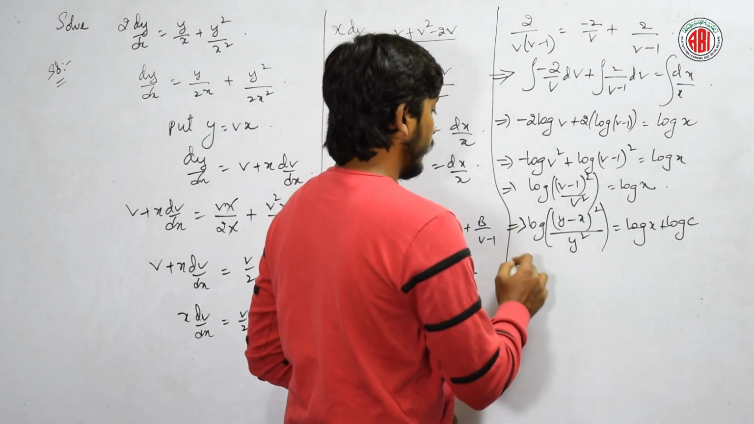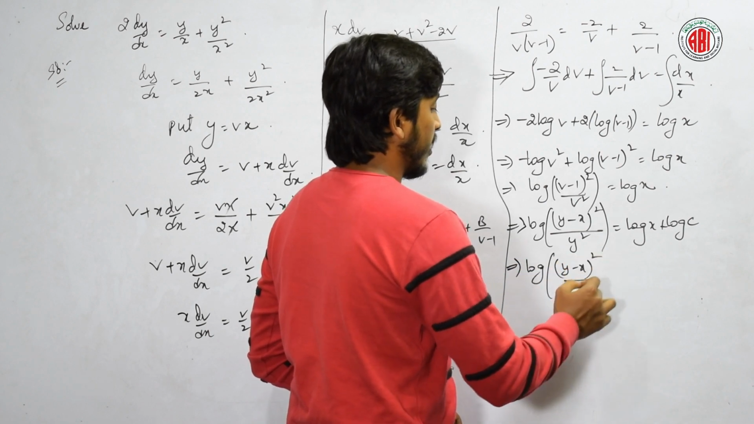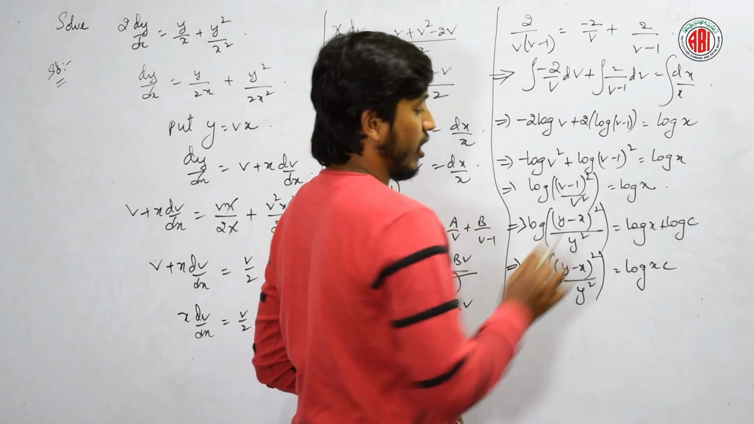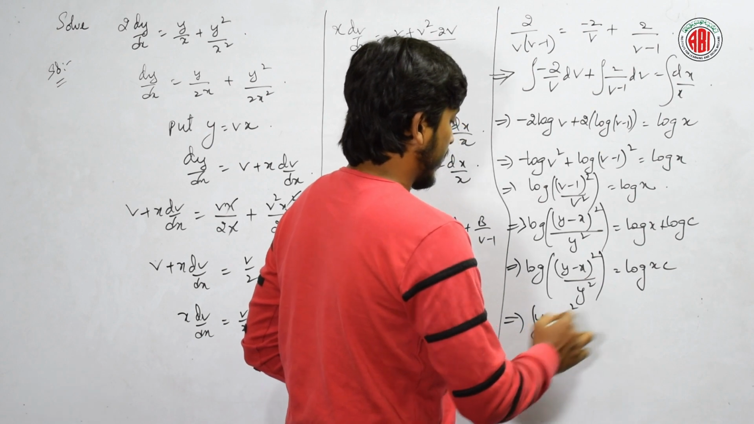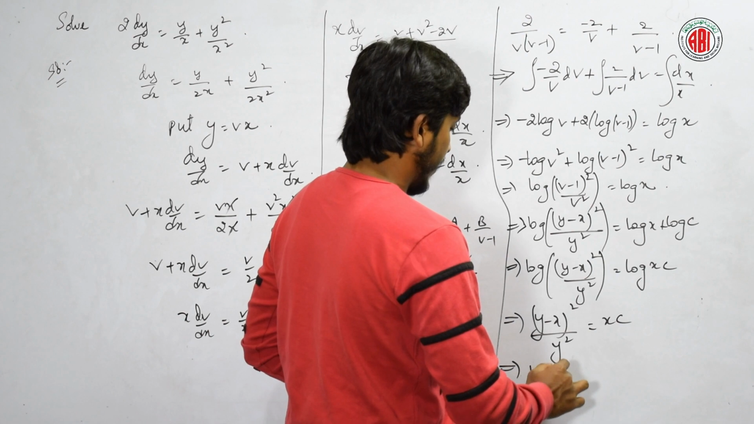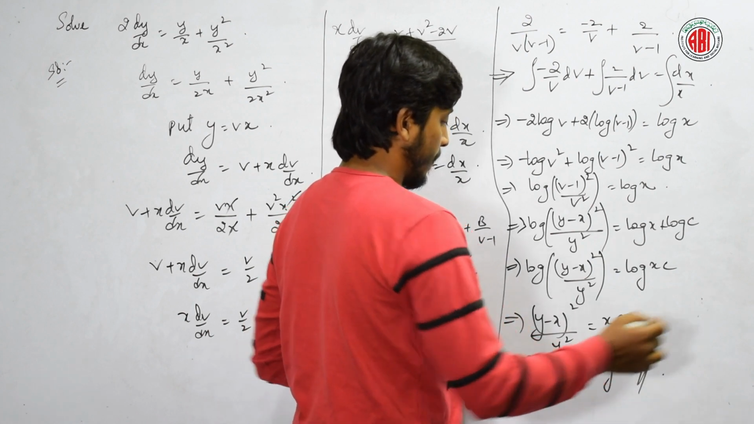Now log of (y minus x) whole square by y square is equal to log xc. Both logs will go. What do we get? (y minus x) whole square by y square is equal to xc. Finally, (y minus x) whole square is equal to x y square c.